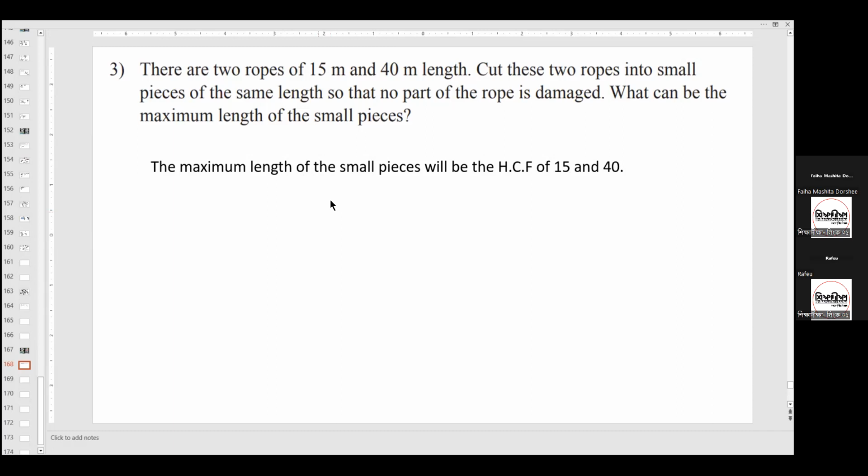So now we need to find out the H.C.F. Hold on. We need to find out the H.C.F, right? So we can use the shortcut method to find out that. Just a minute. We will elaborate.